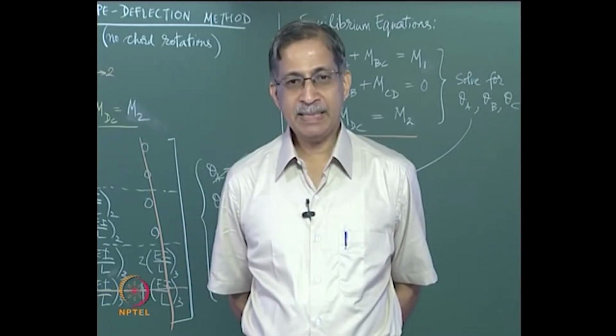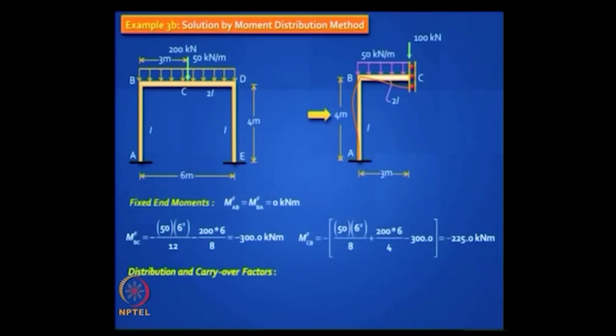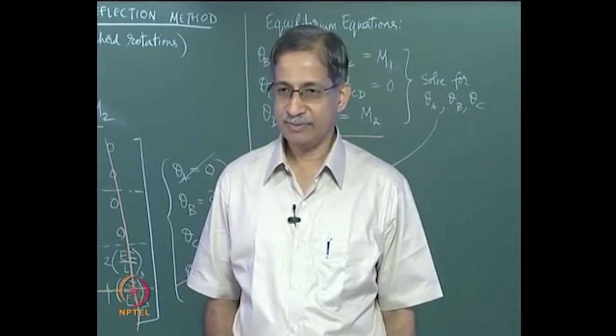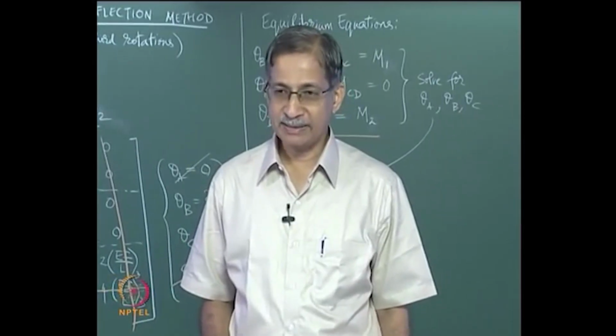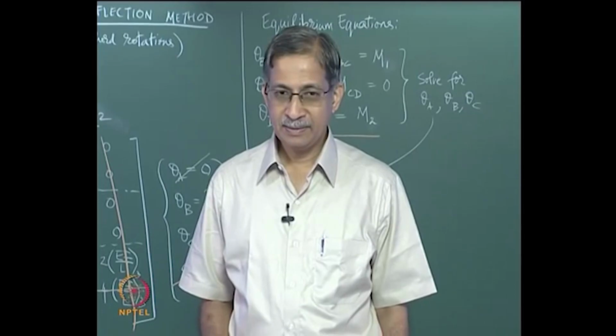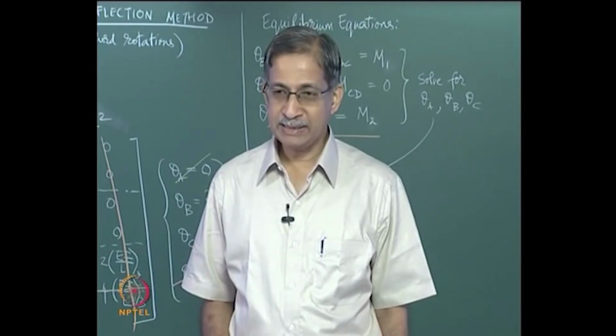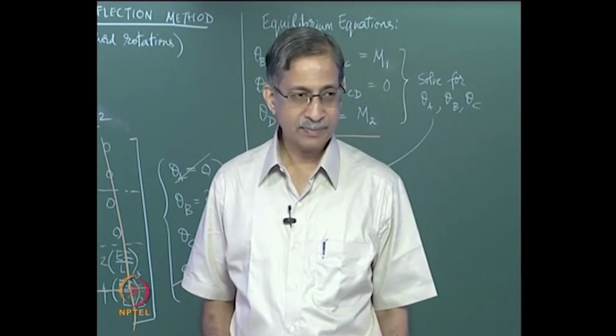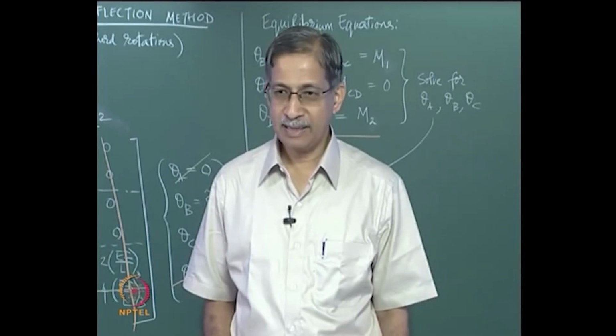It will be KBA is to KBC, 4 EI by 4 is to E into 2I by 3, straightforward, which is 3 is to 5 is to 2 is to 5, not difficult. What about carryover factors? To A it is half, to C it is minus 1. Right, plus half and minus 1, clear?